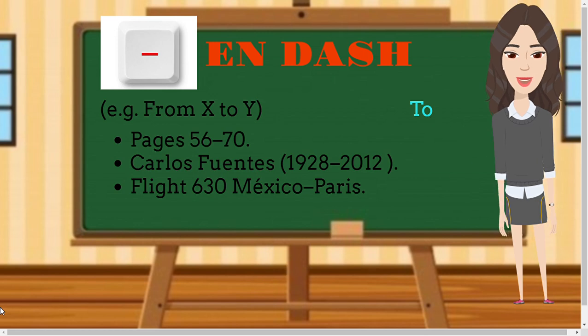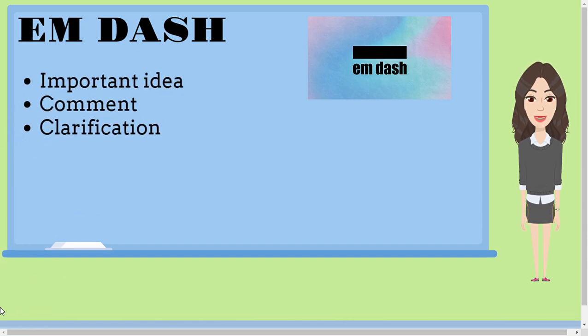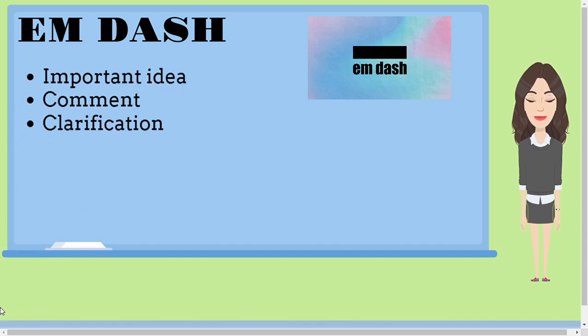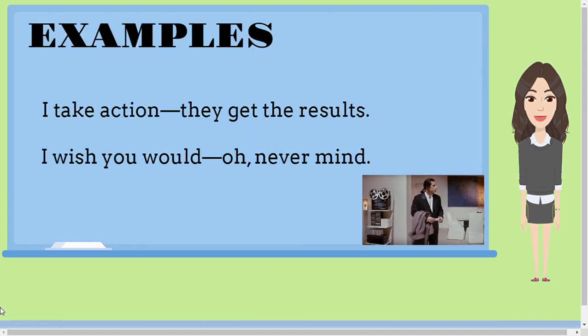Flight 630, Mexico-Paris. Em dashes can replace commas, parentheses, semicolons, and colons within informal writing. In many cases the em dash works better than the simple comma, since it separates an important idea, comment or clarification from the rest of the sentence. In addition, it indicates emphasis, an interruption or sudden change of thought. Examples: "I take action, they get the results." "I wish you would, oh, never mind."